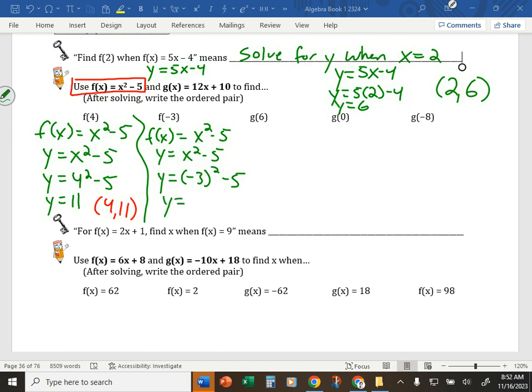Negative 9. Oh, what is negative 3 squared minus 5? Negative 3 squared is positive 9, and then minus 5, you get 4 as an answer. If you got negative 14 as a final answer, then you did not put parentheses around the negative 3. There's a difference when you square a negative sign with parentheses versus without. And so the ordered pair, what we just discovered is that when x is negative 3, y is 4.